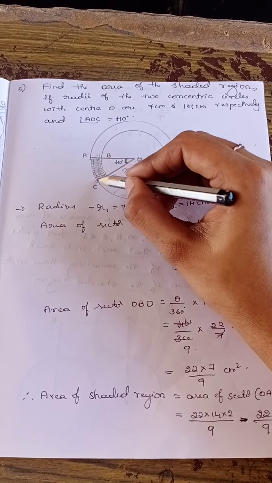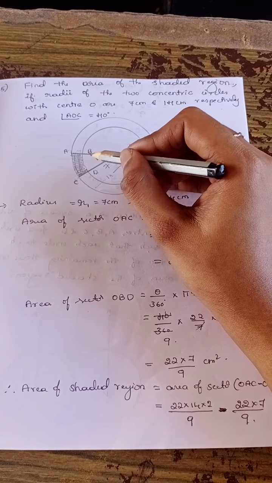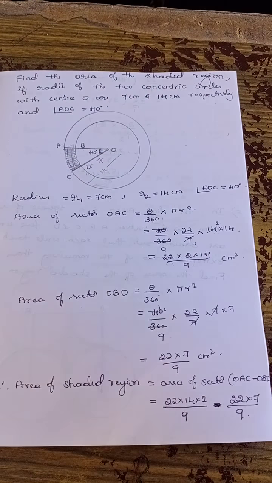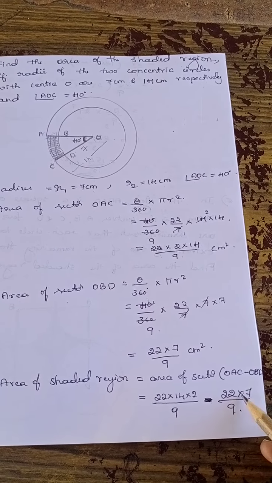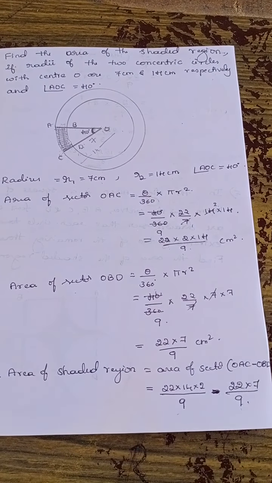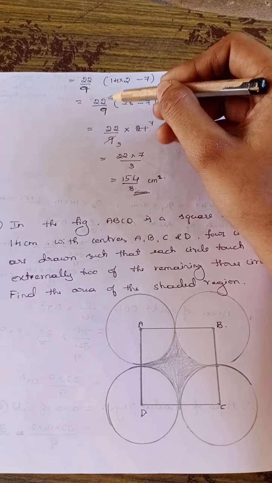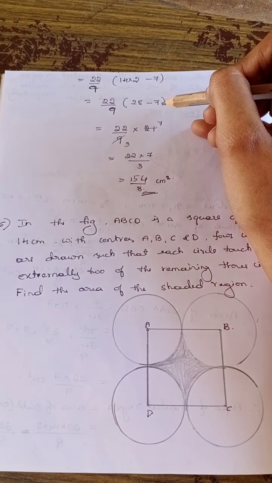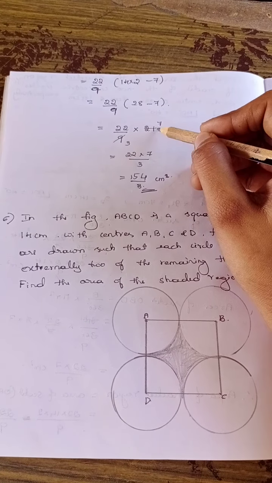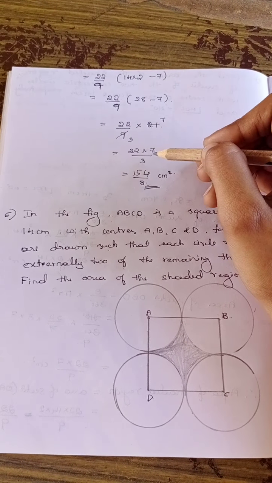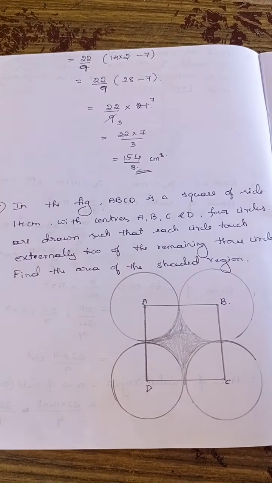Therefore, the area of the shaded region is equal to the area of the sector AOC minus the area of the sector BOD, that is equal to 22 into 14 into 2 divided by 9 minus 22 into 7 divided by 9. 9 is the LCM here, and also 22 is common. 22 by 9 into 14 into 2 minus 7. So 22 by 9 into 28 minus 7. 22 by 9, 28 minus 7 is 21. 3 3s are 9, 3 7s are 21. So 22 into 7 is 154 divided by 3 centimeter square is the area of the given shaded region.